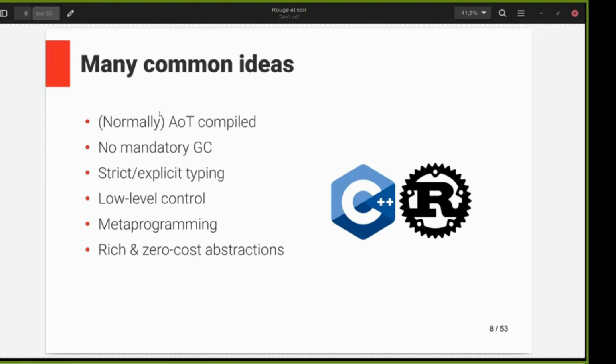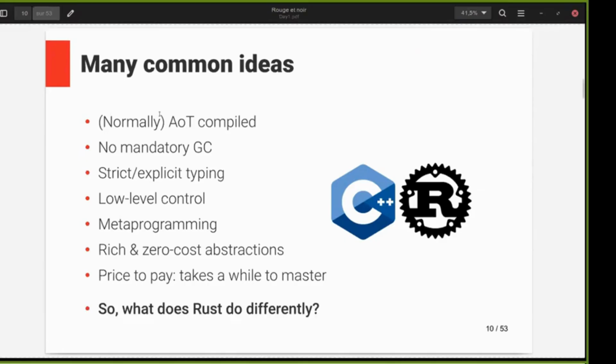And they provide a rich abstraction vocabulary, including so-called zero-cost abstraction, which you don't pay for if you don't use them. And if you need to use them, they should be as fast as the code you would have written yourself for the same purpose. The price to pay for all of these nice properties is that both languages are quite difficult to learn. It takes a while to master. So since so many of these things are common between C++ and Rust, what does Rust do differently?